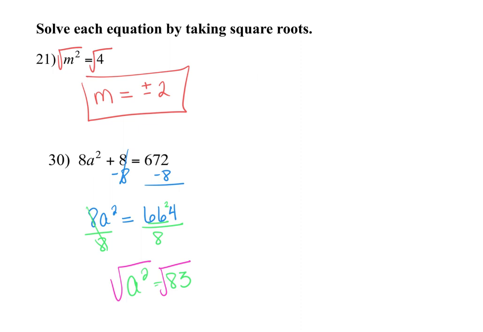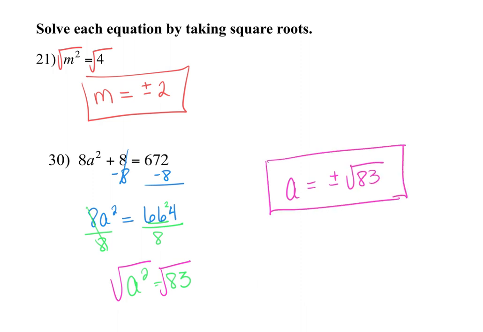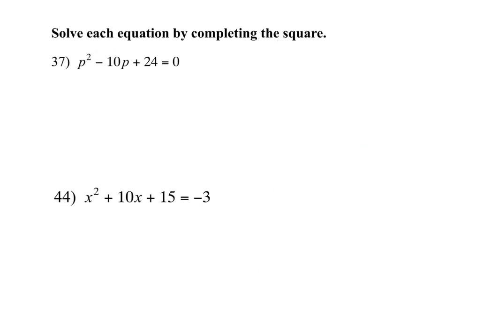So my a is just going to equal the positive and negative root of 83, because 83 does not have a perfect root, and I cannot simplify it. I actually pulled 2 different ones. One that's going to give you a whole number, or integers rather, and one that will give you a radical, all right?